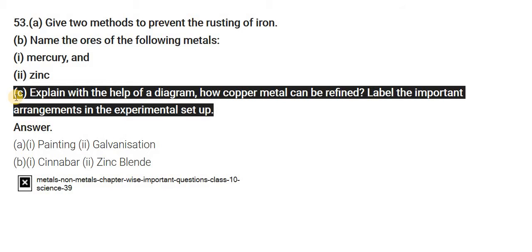In that we see that we are using an electrolyte, a copper sulfate solution. In that we are adding some drops of acid, so that the electricity is easily conducted. Here we are taking a cathode as a pure metal and the anode as an impure metal.